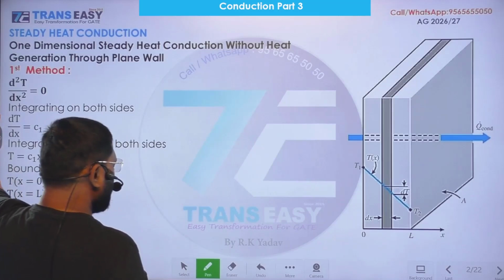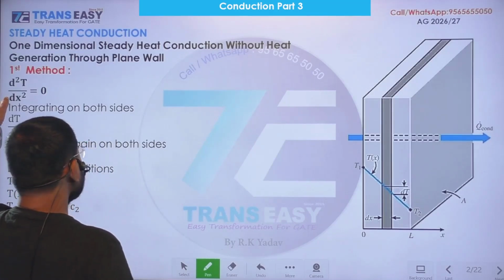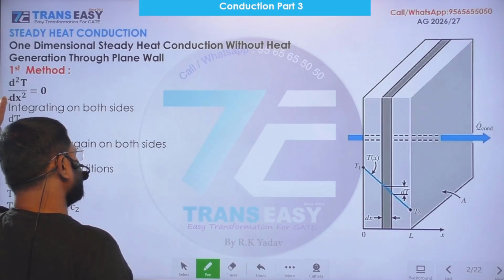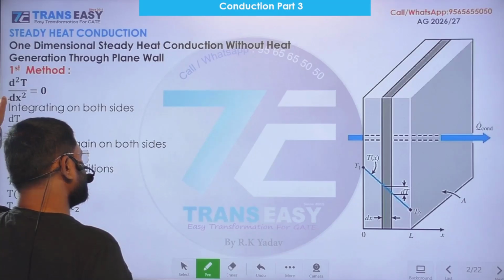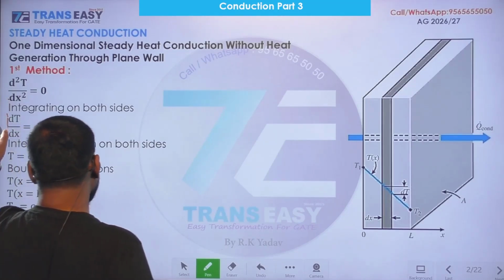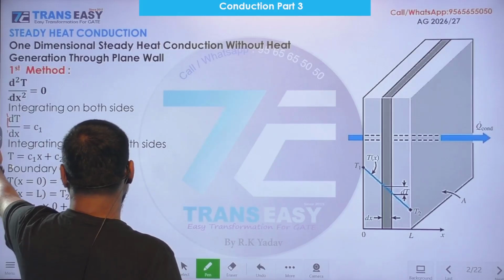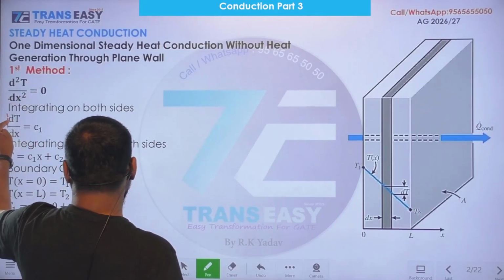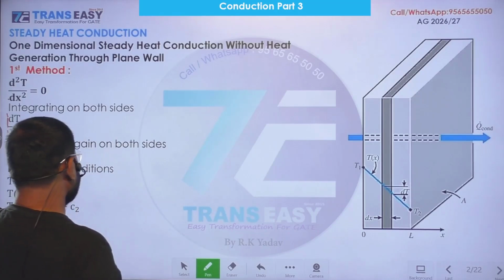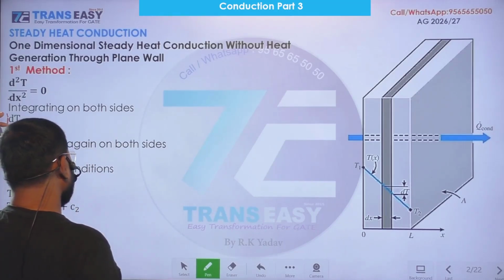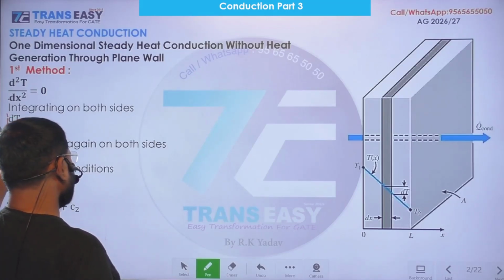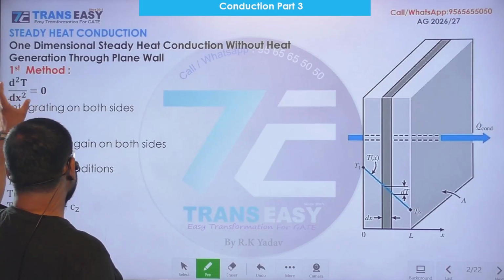So this is the differential equation. It is a second order differential equation. We integrate this equation 2 times to get its general solution. First time integration yields dT/dx equal to C1. If you differentiate this, you will get this. Differentiate both sides with respect to x. Left hand side becomes d²T/dx², and the differentiation of a constant on the right hand side gives 0. So we are getting this.